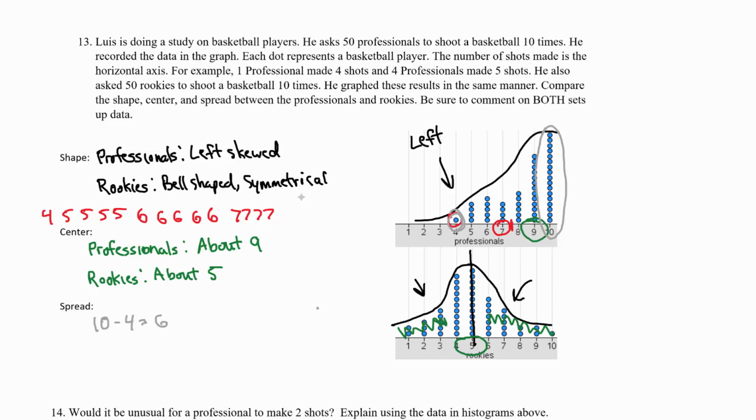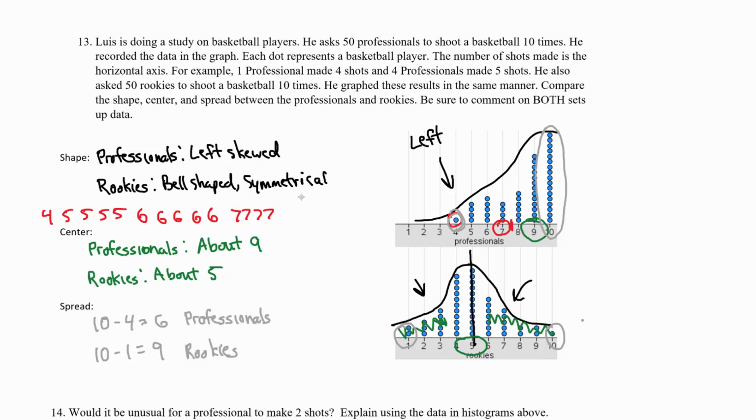For the rookies, our lowest number of shots made was 1, and then the highest amount of shots made were all 10. So the highest was 10 subtracted by the lowest, which is 1. That range would be about 9. So it looks like the professionals vary much less than the rookies. The rookies' data has a big variety. You know, there's some people that made 1 shot, and then there was one person that made all 10. So that's a big range right there.